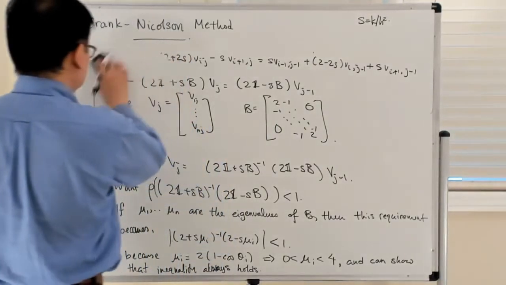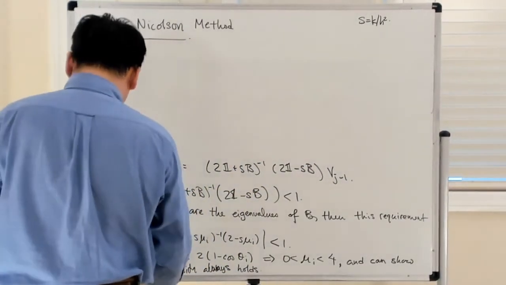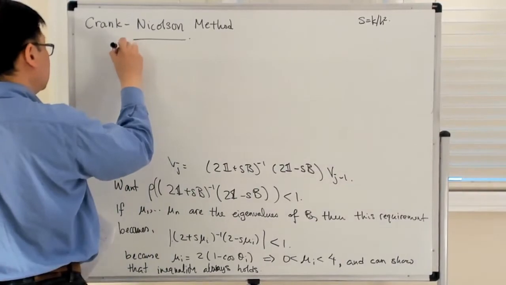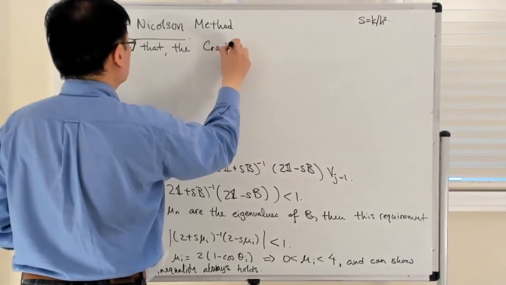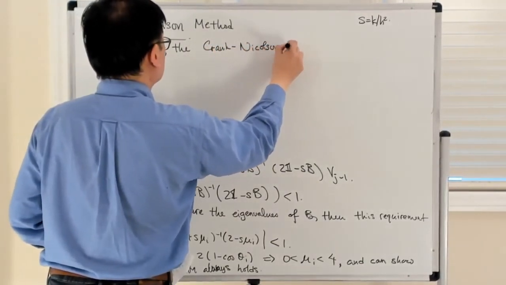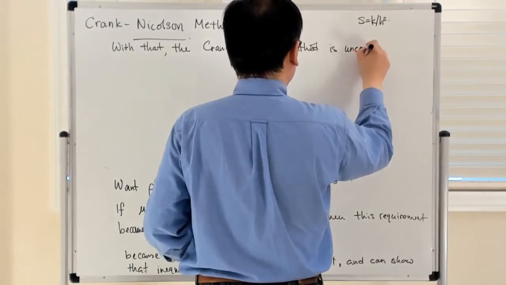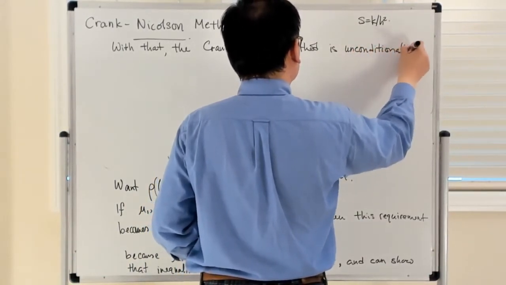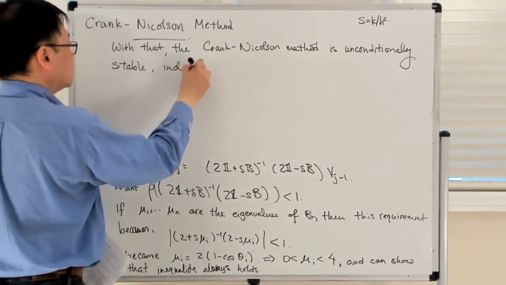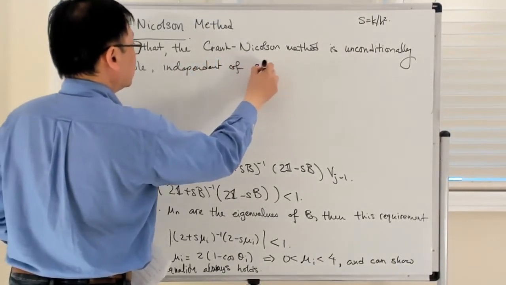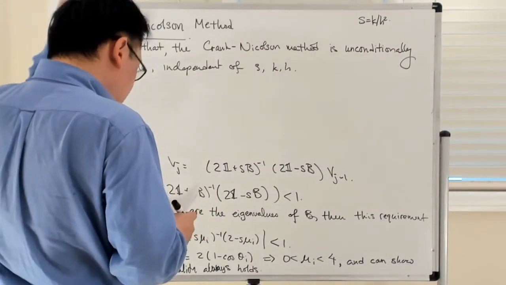Okay, so with that, Crank-Nicolson is unconditionally stable, independent of S, k, and h, right? All right, so stability is great.